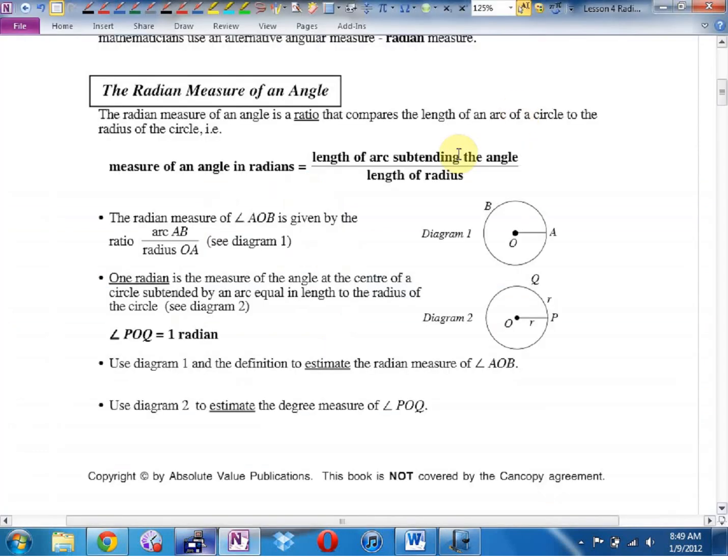So it says, use the diagram and definition to estimate a radian measure. It's about that. How many degrees? It says use diagram 2 to estimate the degrees. Not gonna. We're leaving degrees behind.